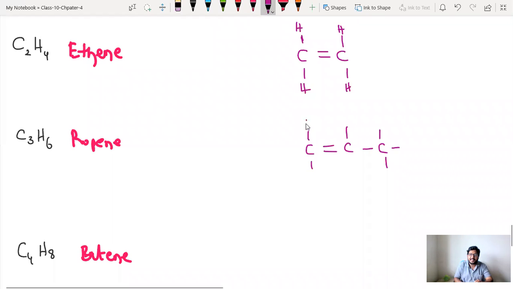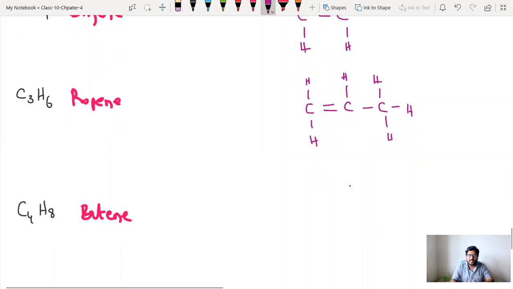Now if you represent hydrogens, how many hydrogens? Propene has 6: 1, 2, 3, 4, 5, 6. So 3 carbons we have represented, 6 hydrogens we have represented, and at least one double bond. That is the compound structure for propene.